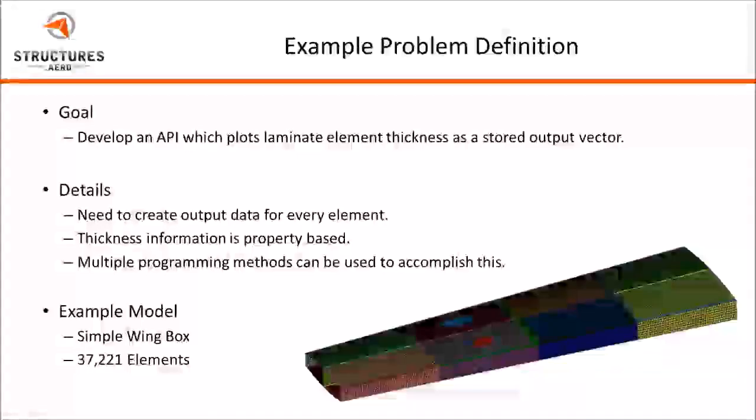And the example model we're using today is just a simple wing box. If you've been to any of our other webinars, you've probably seen this model before. It's fairly small. It's only 37,000 elements. So, I mean, we've worked with models well over 1 million elements. So you'll see the speed benefit that we can gain from this is just exaggerated when you have a much larger model.